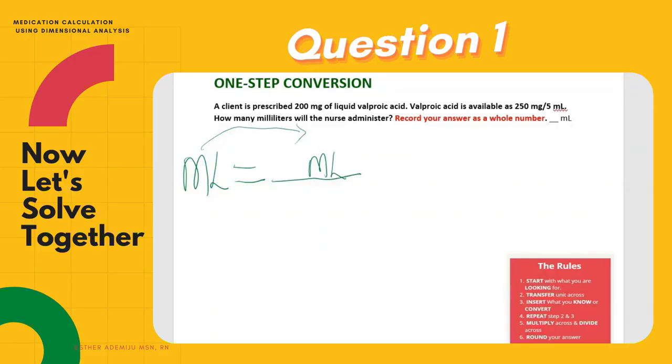Now you need to look in your question. What in my question has milliliters behind it? And we have right here 5. So 5 has milliliters behind it, so we're going to go ahead and write 5 here. And 5 milliliters equals 250 milligrams. So 250 milligrams go below that.